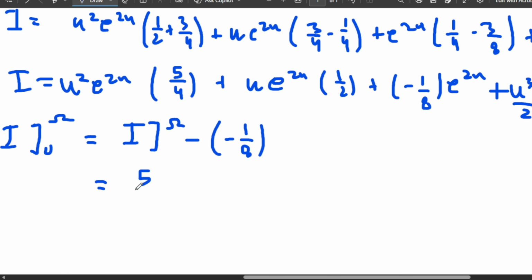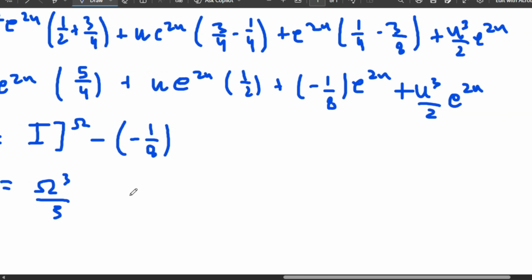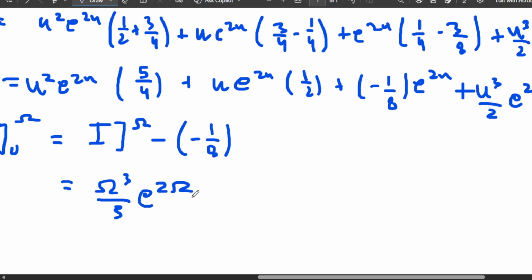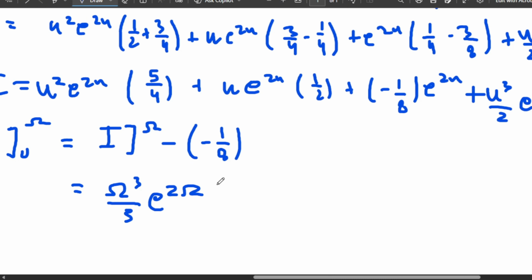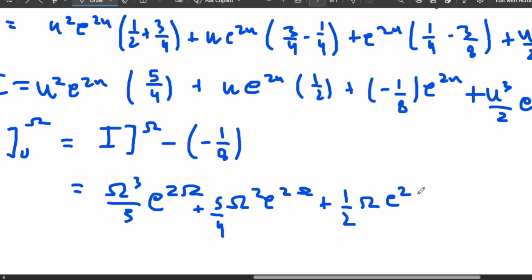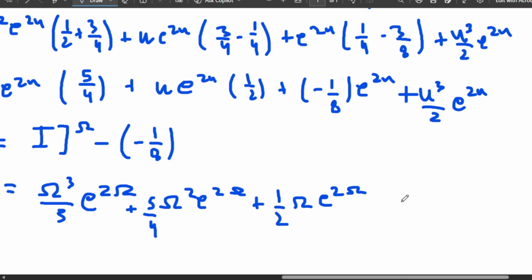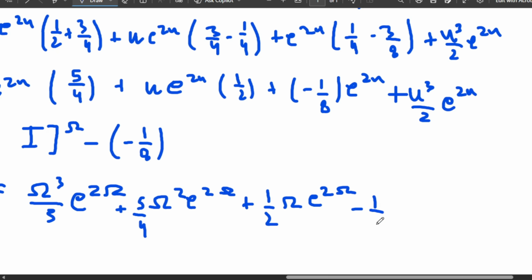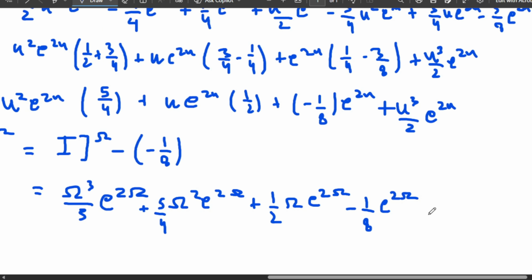Okay, evaluating at omega, from the highest degree, omega cubed over 3 e^(2 omega), and then we add omega squared e^(2 omega) times 5 over 4, plus a half, u which is omega, e^(2 omega) omega, minus 1 over 8 e^(2 omega), and then we add 1 over 8.